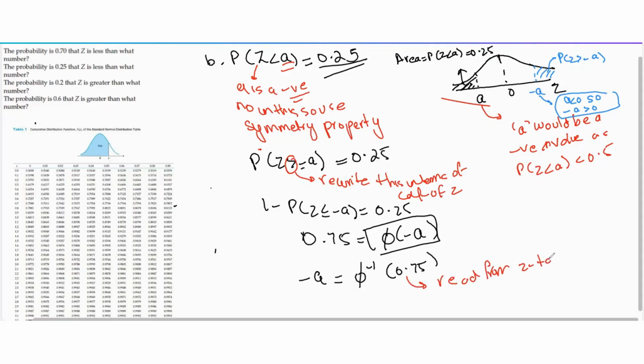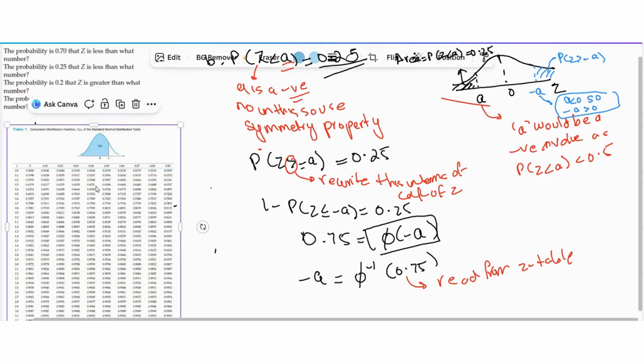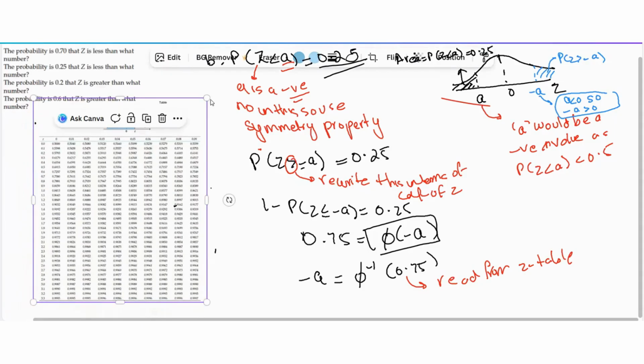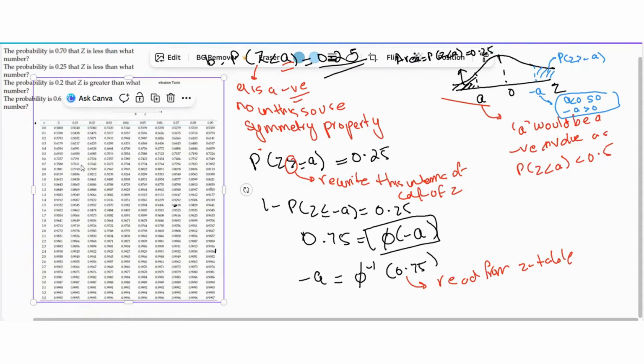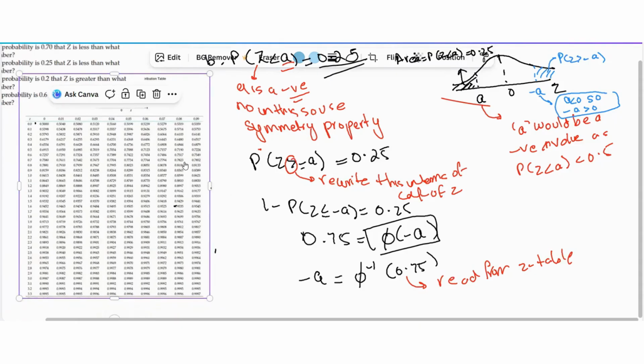First we'll see if 0.75 is present inside the Z table. If it is, we'll just see the associated Z value. If it's not present, we'll see what two values it lies between. So it's not present. We don't have 0.75 in the Z table, so we'll see what two values it lies between. It lies between 0.7486 and 0.7517.